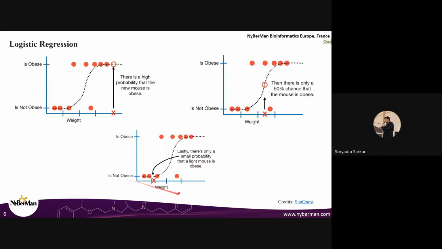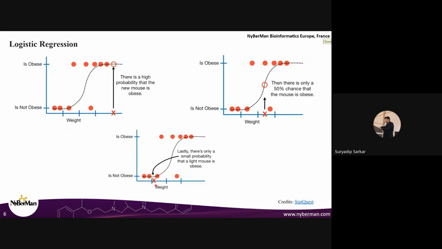Lastly, if the weight is somewhere around here, that is a very low weight, right? And I project it onto the sigmoid curve and then project it onto the y-axis, I can clearly see that there is very less probability of the mouse being obese, because this is near 0, right? Therefore, a light mouse has a very less probability of actually being obese.